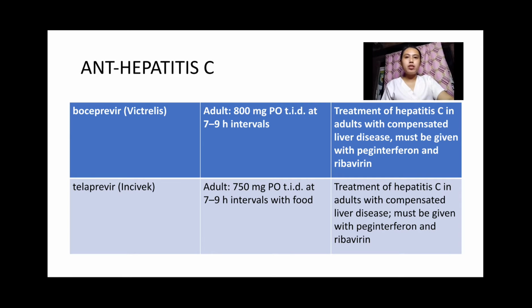So, the two drugs for hepatitis C are boceprevir, in generic name, with the brand name Victrelis, and the other one is telaprevir or Incivek. Telaprevir is the generic name, while Incivek is the brand name. Boceprevir or Victrelis is taken orally three times a day at 7 to 9 hour intervals for adults. Telaprevir or Incivek is also taken orally three times a day at 7 to 9 hour intervals with food for adults.